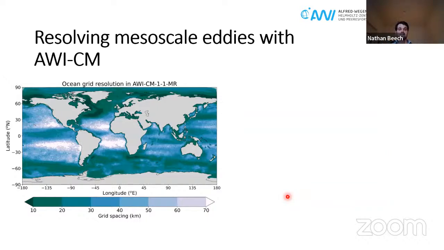And so there are different ways that we can vary the resolution of the grid, but in the setup that I'm going to be talking about today, this is what it looks like here. So in dark green, you can see regions that have a grid resolution of less than 10 kilometers. And then these bright areas have a resolution of greater than 70 kilometers. And what that means is that we can resolve eddies of different sizes in different regions.